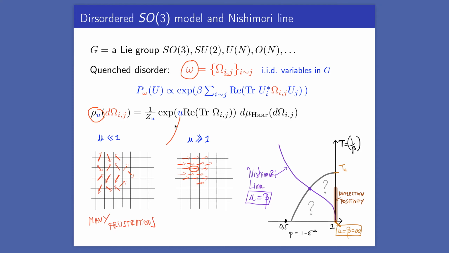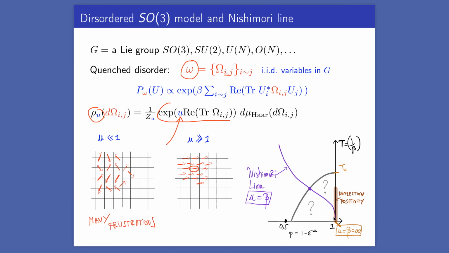And the effect of this is, if U is very small, then the disorder is basically the Haar measure on the Lie group. So it's completely disordered. And if U is huge, then if you look at it here, you will put more weight on the identity of the Lie group, on the identity matrix, than on any other matrix. And this will tend to make the disorder concentrated, it will go to a Dirac point mass on the identity of the Lie group, on the identity matrix.